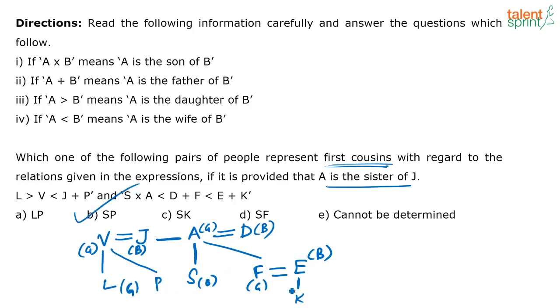If you see SK, they belong to different generation. Similarly, SF are children of the same parent. So the correct answer is option B, SP.